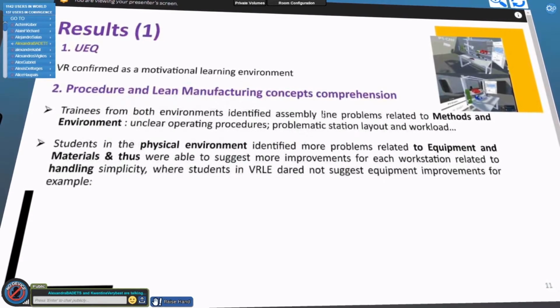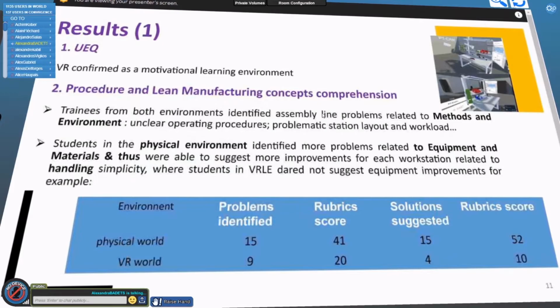Such as issues with screws, with fitting dimensions, problems with jigs, mounting brackets, basically difficulties handling bike parts and assembly tools. Of course, consequently, and as you can see here on the blue chart, the trainees in the physical environment were able to suggest more improvements related to handling simplicity.